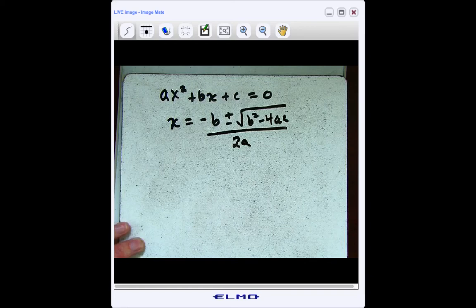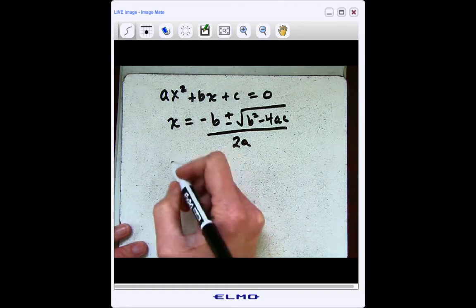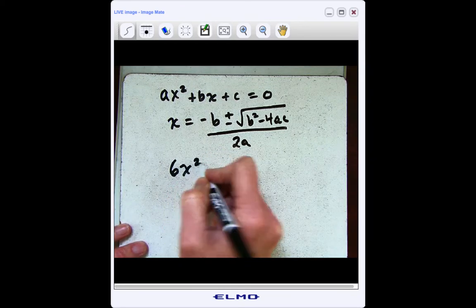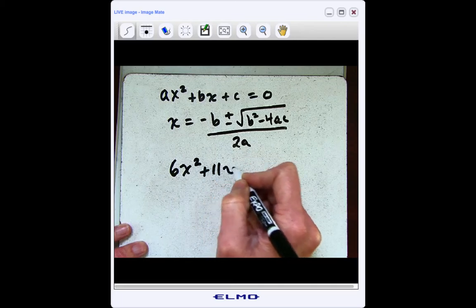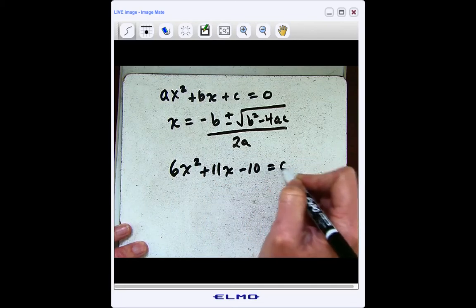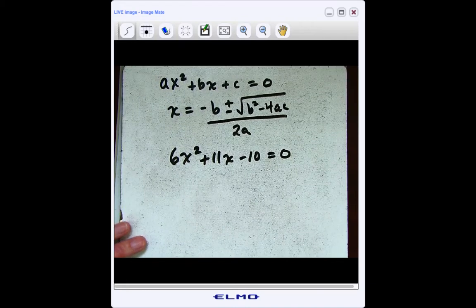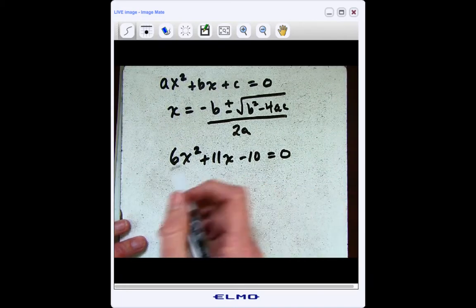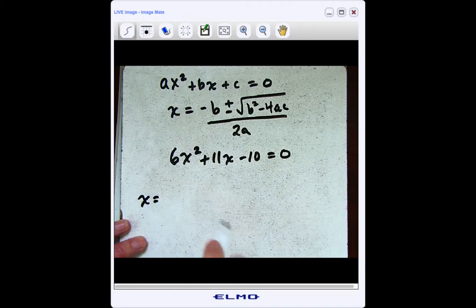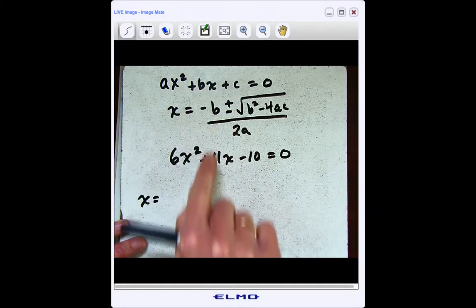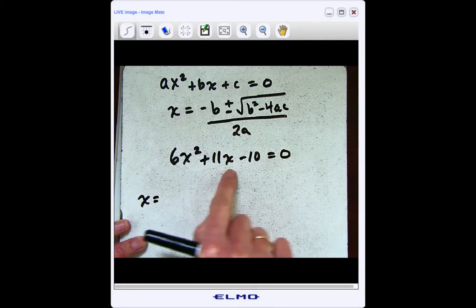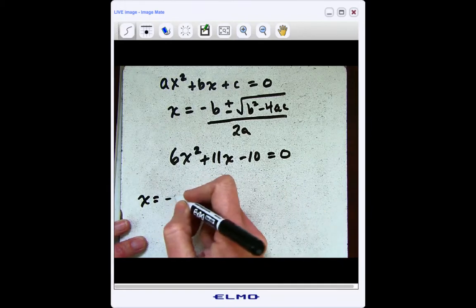All right, so here's how you can apply this. Let's say you have the quadratic 6x squared plus 11x minus 10 equals 0. Now you could try to factor it, you could try completing the square, or you could use the quadratic formula. To apply the quadratic formula, you're going to say x equals negative b. Well, what's my b value in here? It's 11. So negative 11.